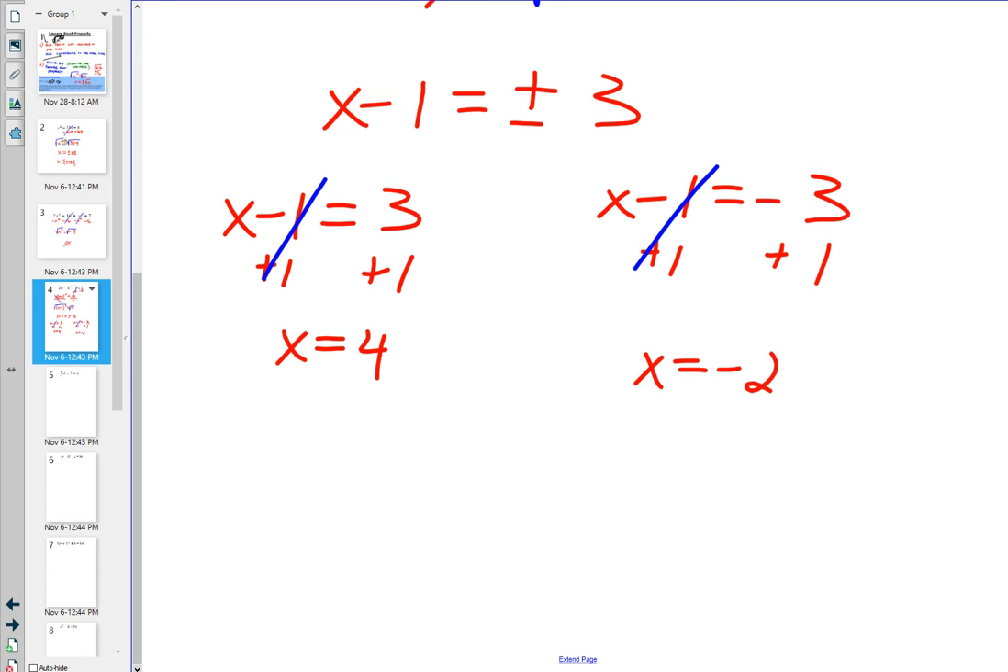All right, since I have more than one solution, I'll write a solution set. What are my solutions? 4 and negative 2. If I get crazy and write negative 2 and 4, is that going to be wrong? No, the order doesn't matter. Those are the 2 numbers that make my equation true. If I put them in at the beginning, it makes it true.